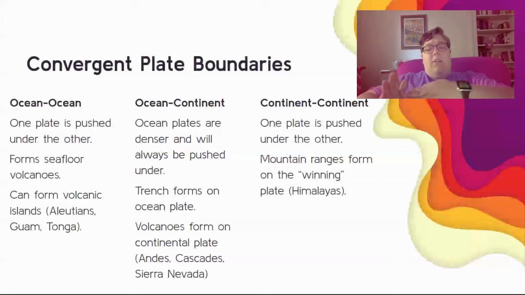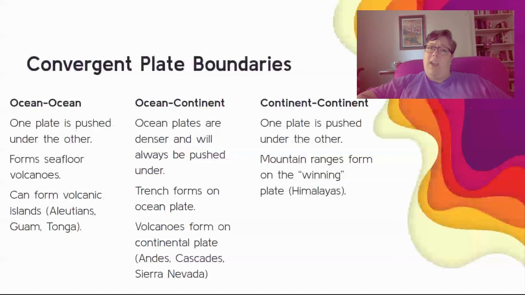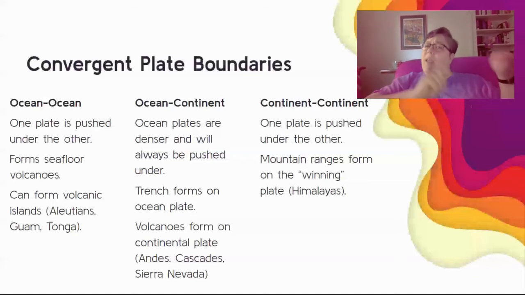On the downward side, you're going to get some kind of a trench, and on the upward side, you're going to get seafloor volcanoes. And these volcanoes, if they get big enough, can form volcanic islands. Think the Aleutian Islands in Alaska. Think Guam or Tonga. Hawaii is also a volcanic island chain, but not because of this. We're going to talk about Hawaii in a little bit, so stay tuned.